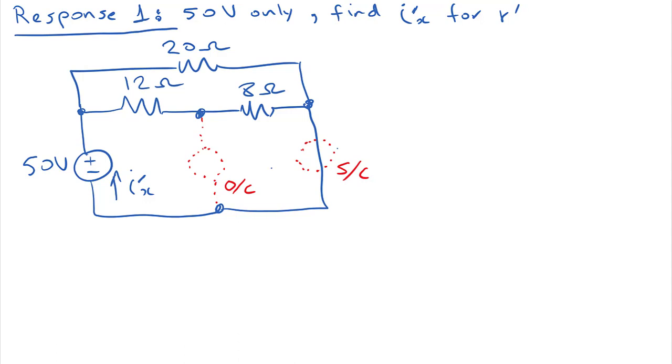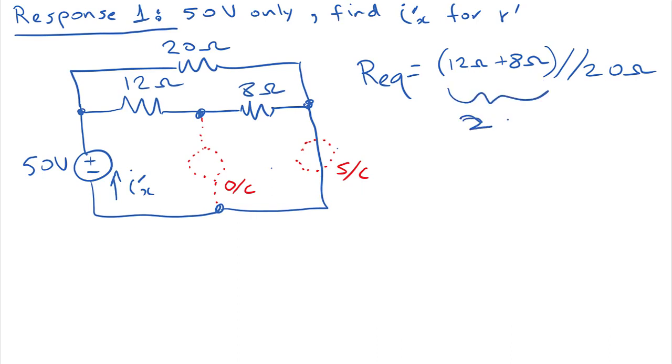So let's find the equivalent resistance. So the equivalent resistance is going to be like this. We see a 12 ohm resistor in series with an 8 ohm resistor, which is all in parallel with the 20 ohm resistor. Okay, so then this is 20 ohms, which is in parallel with the 20 ohms, and so our equivalent is equal to 10 ohms. So that was easy to calculate.